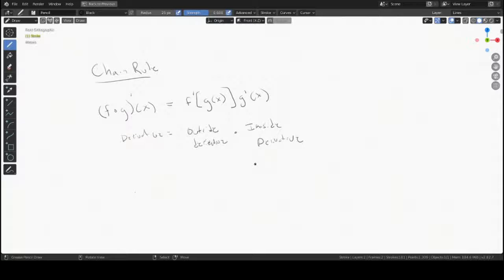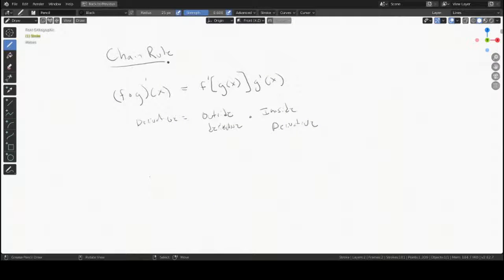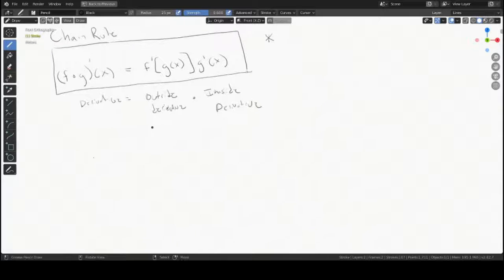Okay, so let's go ahead and look at an example of this, which I'm going to go ahead and box in. You do need to memorize this. Got chain rule. Okay, so now that we have chain rule under our belts, let's go ahead and look at a problem.